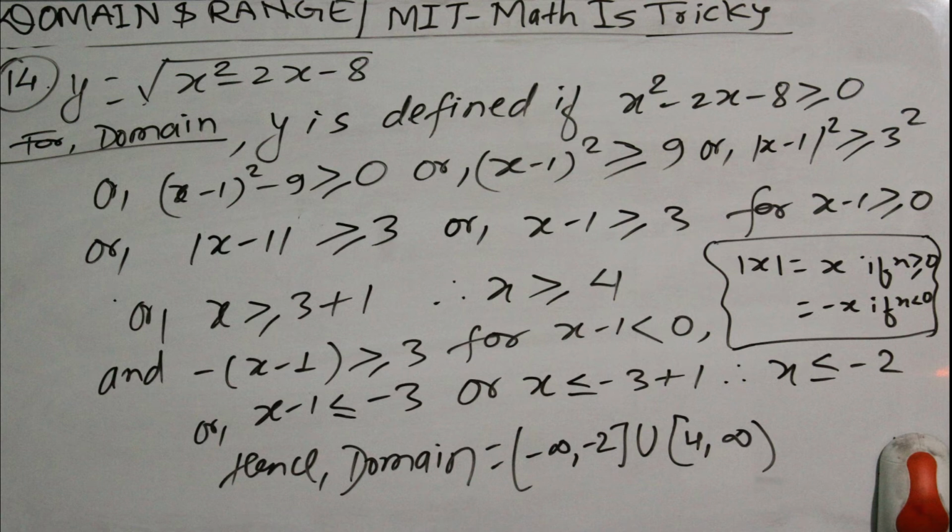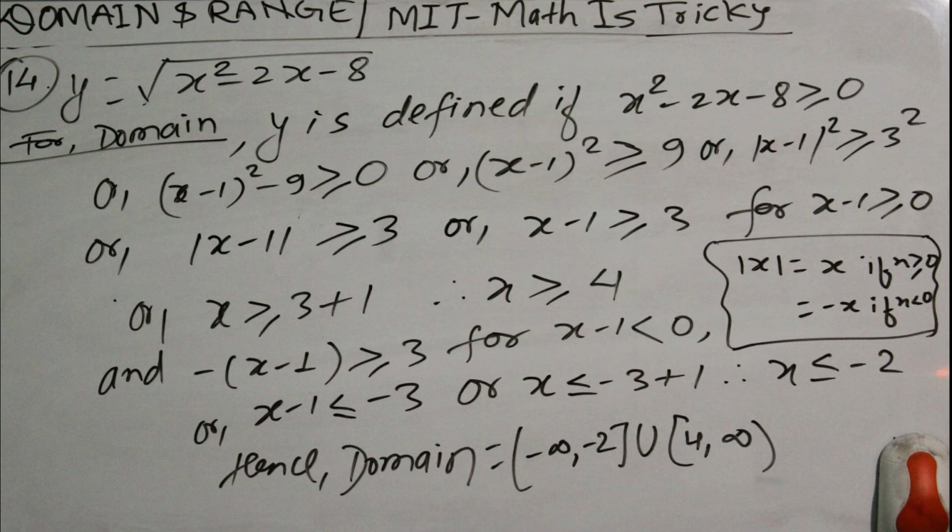Now for the second part, when x minus 1 is less than 0, modulus of x minus 1 will be minus (x minus 1), which gives x minus 1 is less than or equal to minus 3, that is x is less than or equal to minus 3 plus 1, so x is less than or equal to minus 2. So from 4 to infinity, and from minus infinity to minus 2, and the union of these two intervals is our domain.